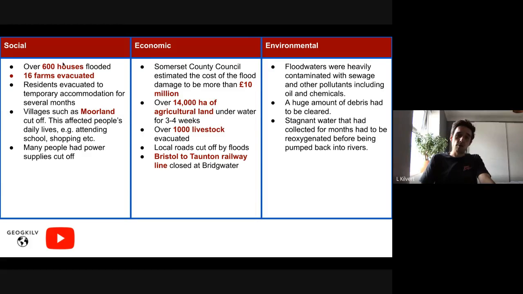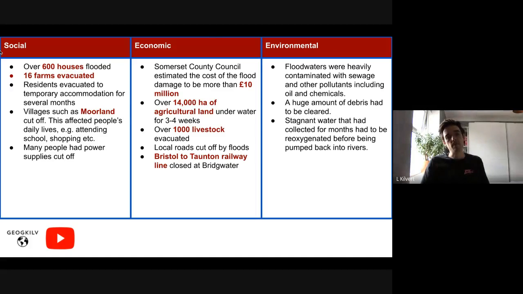Now, critically, what I've done is I've put these things here in bold and in red that I think are the specific pieces of information which we're going to link into our 6-mark question, which I guided you through at the start of the lesson. So 600 houses. Don't just go into an exam and say homes were destroyed. Tell me how many homes were destroyed. Give me the name of a village that's been impacted, Moorland, for example. Tell me, not just that railway lines had to close. Quote the Bristol to Taunton railway line. Tell me how many hectares of agricultural land were underwater.